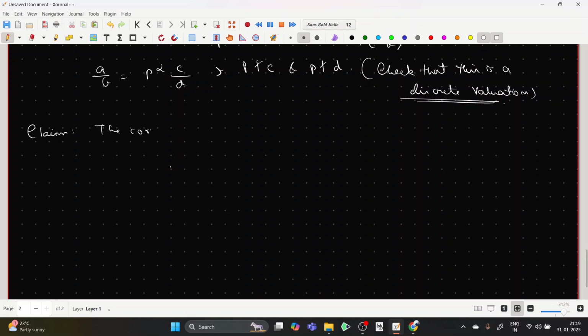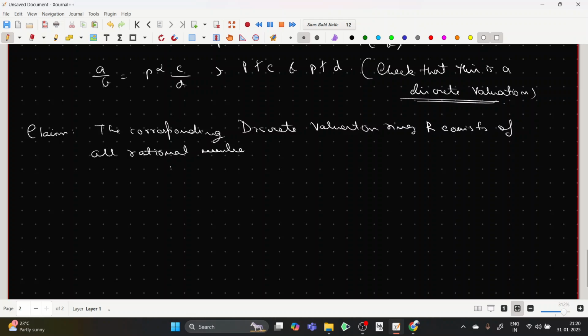the corresponding discrete valuation ring R consists of all rational numbers whose denominators are co-prime to P. Okay, so this is the first thing which we need to prove.